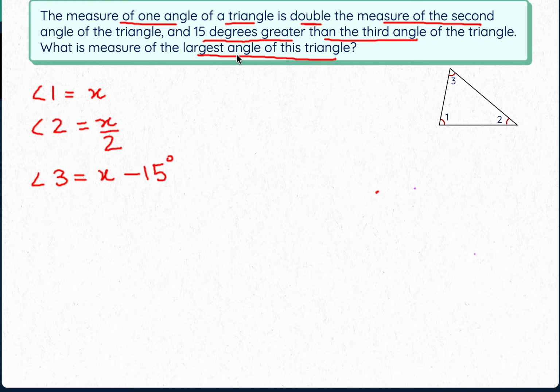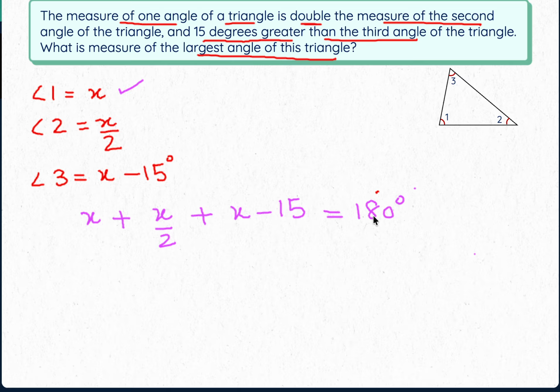I have to find out the largest angle. Now you see, the largest would obviously be this x. If I find the value of x, I'll find the largest angle of the triangle that is asked in the question, right? Because this is half of it and this is 15 degrees lesser than that. So let me use the fact that the sum of the interior angles of a triangle is 180. So let me combine all three angles: x plus x over 2 plus x minus 15 is equal to 180 degrees.